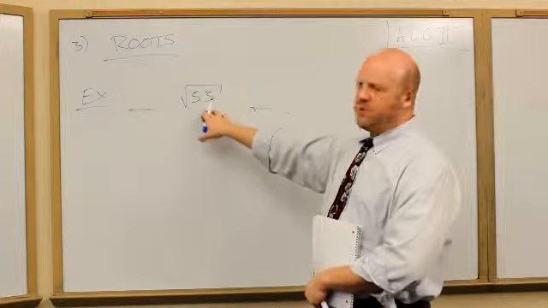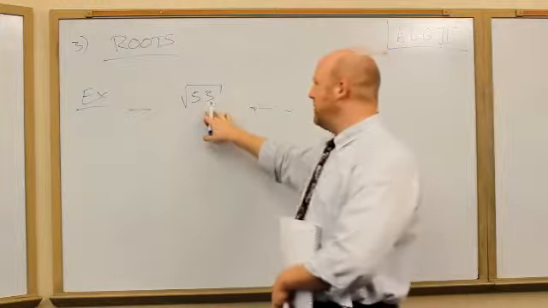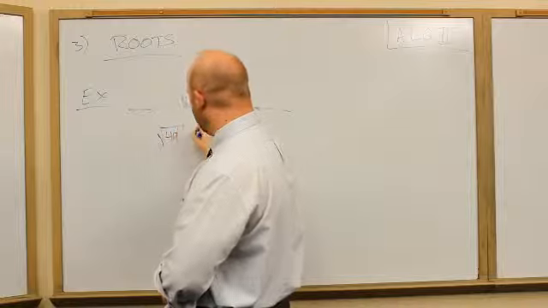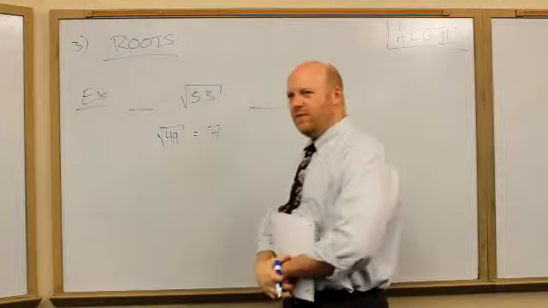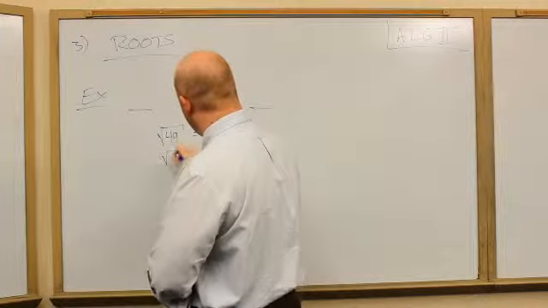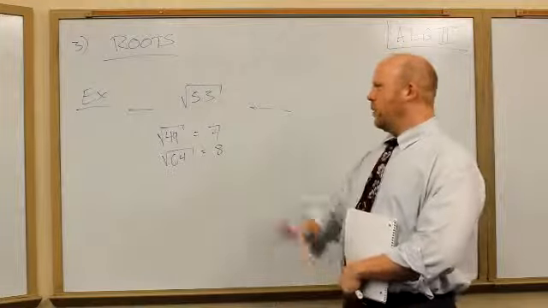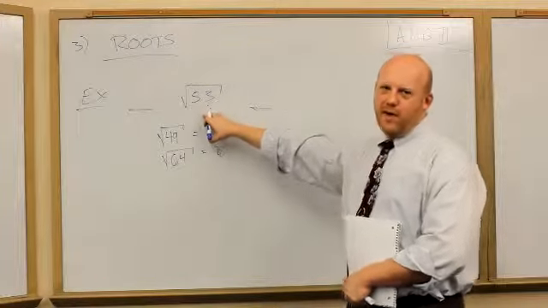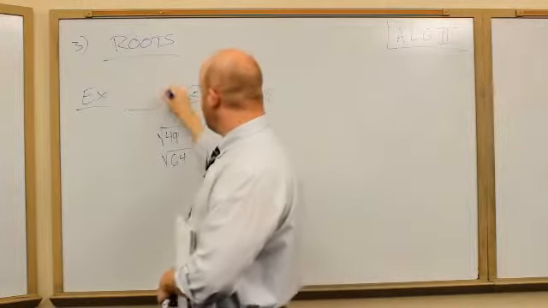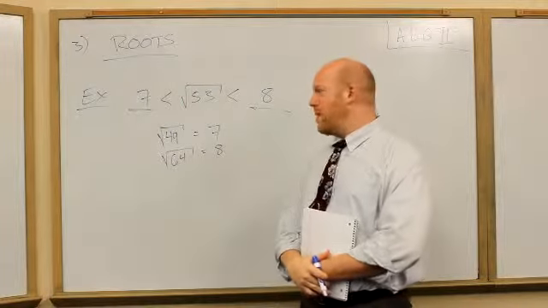Well, when I look at this guy with a square root, one thing I might want to do is think about square roots I do know. For instance, when I see the square root of 53, I think, hey, I know about the square root of 49. That's 7. That's a little less. I also know about the square root of 64. That's 8. So if I wanted to place this guy on the number line, I would know, in fact, he must be somewhere between 7 and 8.